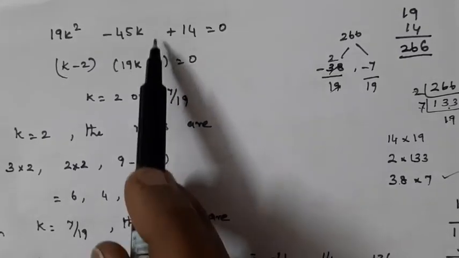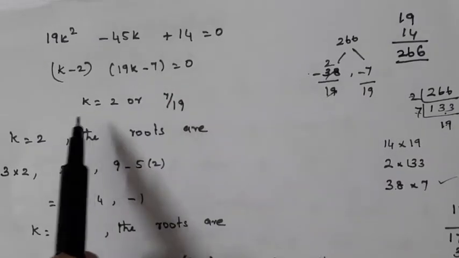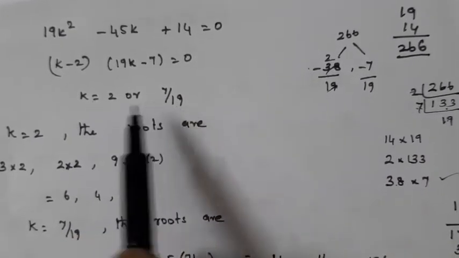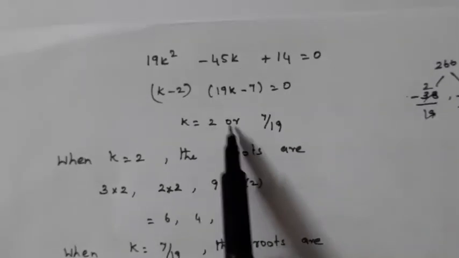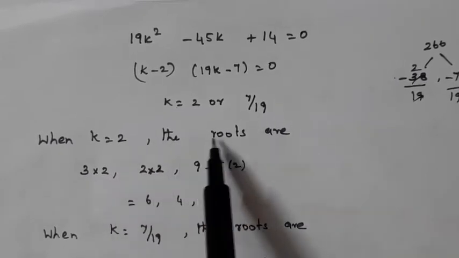That is, the quadratic equation is factorized like this: k minus 2 and 19k minus 7. That means the value of k will be 2 or 7 by 19. Okay, so what are the values of k? k will be 2 or 7 by 19. So, when you substitute the value of k, what would be the roots?